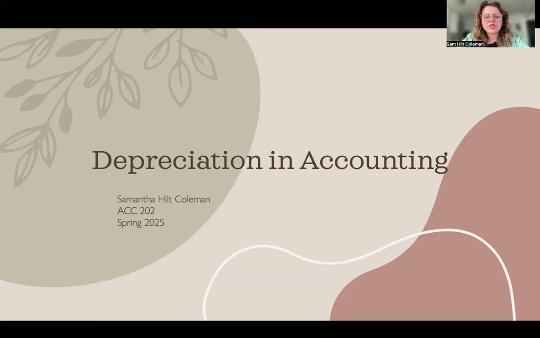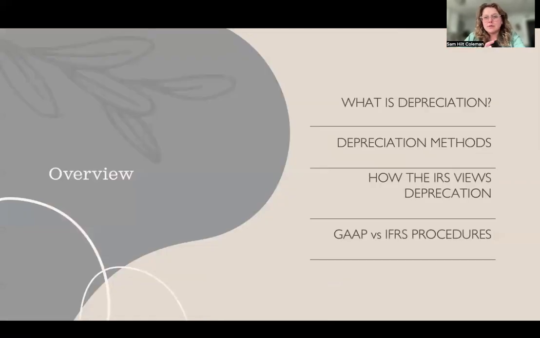I'm going to be talking about depreciation in accounting for our ACC 202 Milestone 5 project for spring 2025. So just an overview of everything we're going to be talking about today. First, we're going to talk about what is depreciation. Then we'll jump into different depreciation methods, whether that's accounting depreciation or tax depreciation. From there, we'll talk about how the IRS views depreciation and how that affects your taxes, as well as comparisons between the GAAP versus IFRS procedures when it comes to depreciation.